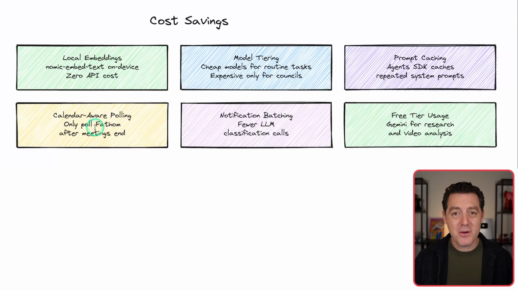So we do calendar aware polling and other types of context aware polling. So you don't want to just constantly poll. You want to look for signals that tell you when is the best time to poll something. We do notification batching, and we use cheaper models, faster models for stuff that doesn't require frontier models.